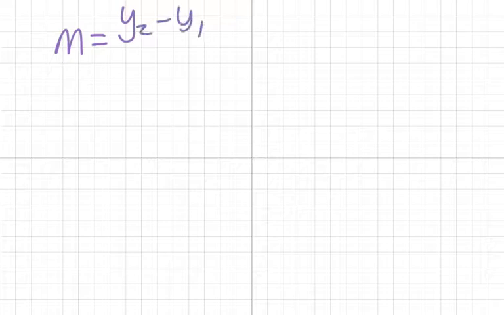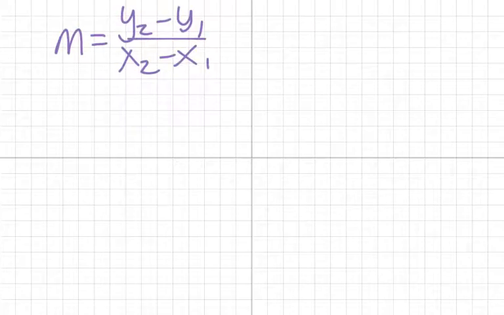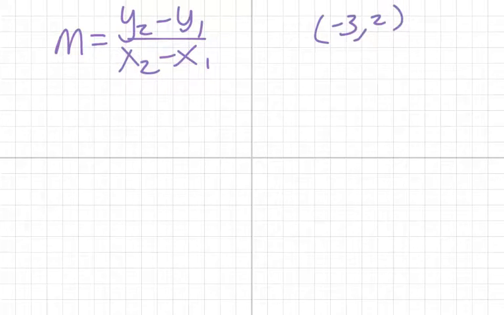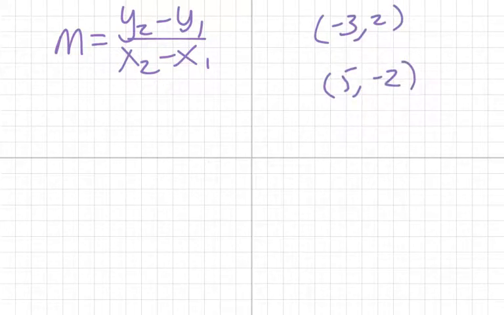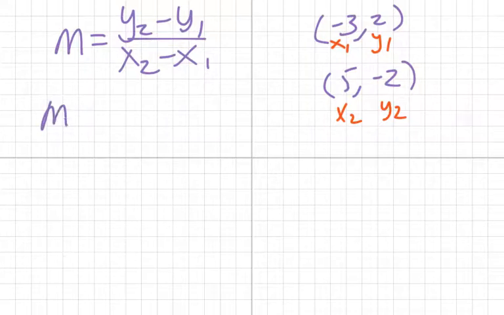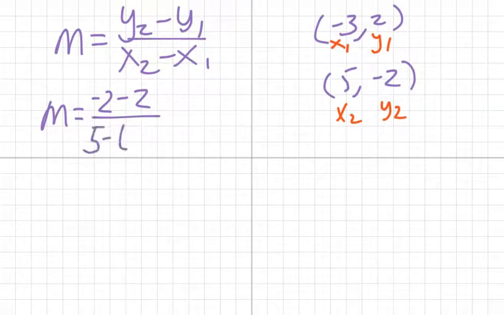So again, I'm copying that formula, not because I need to copy that formula, but because it's just good form. My wrist touches a little button to advance the slide there. So we'll just do x1, y1, and x2, y2. And let's go ahead and plug that in. So we have -2 minus 2 over 5 minus -3.